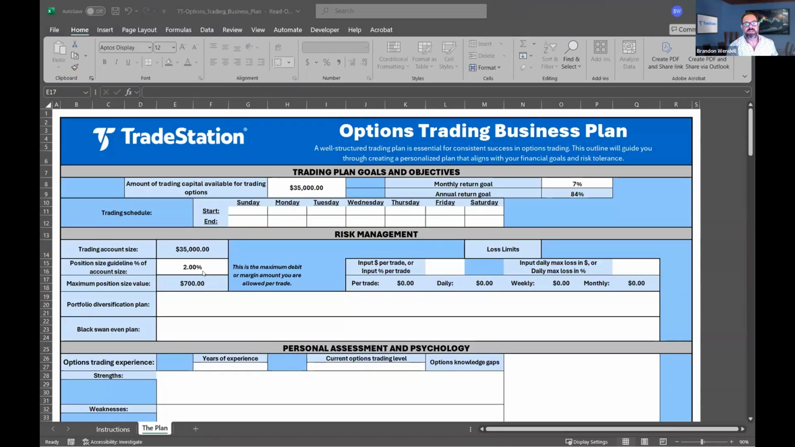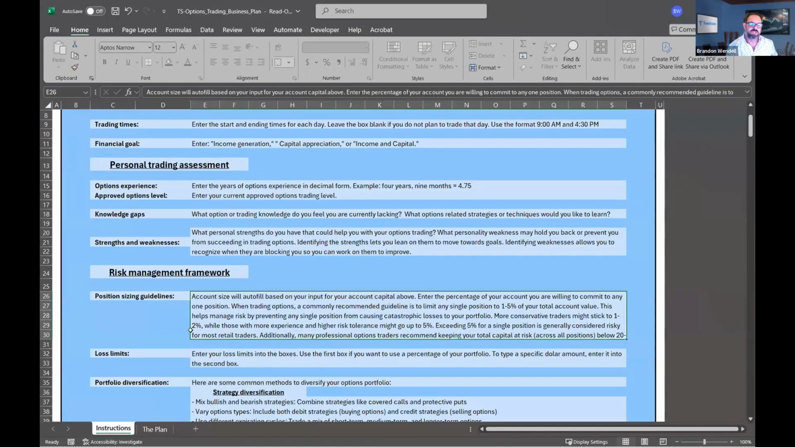If I'm a little more aggressive, I think it says right here, more conservative, 1 to 2%. If you have more risk tolerance and more experience in trading, it might go up over 5%. Typically, if you're above 5% capital employed per trade, that is seen as a little bit riskier.